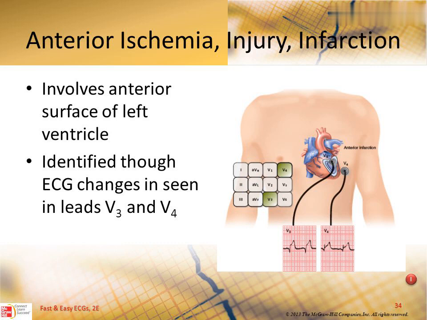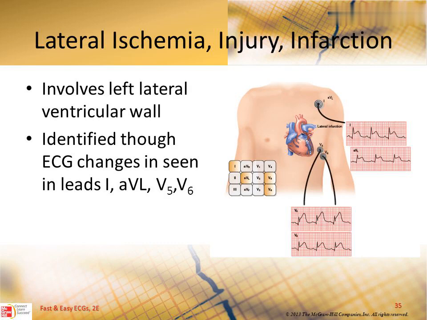Identified through ECG changes seen in leads V3 and V4. Instructor note: leads V5 and V6, while located more laterally, may also help identify anterior infarction. Lateral ischemia, injury, infarction: involves the left lateral ventricular wall. Identified through ECG changes seen in leads I, aVL, V5, V6.